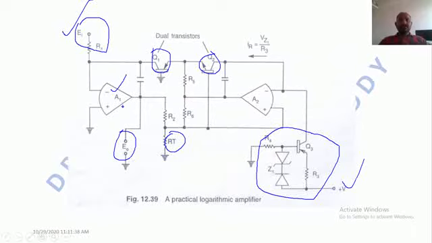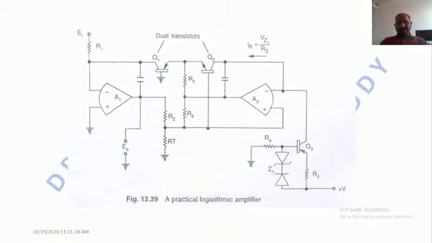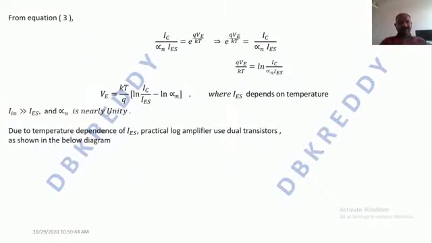So the RT value is chosen in such a way that the voltage drop across this RT should be equal to the voltage difference between the VBE voltage of the Q1 transistor and the VBE voltage of the Q2 transistor. We have taken the VBE voltage as a VE. If you want, I'll go back to the previous slide.